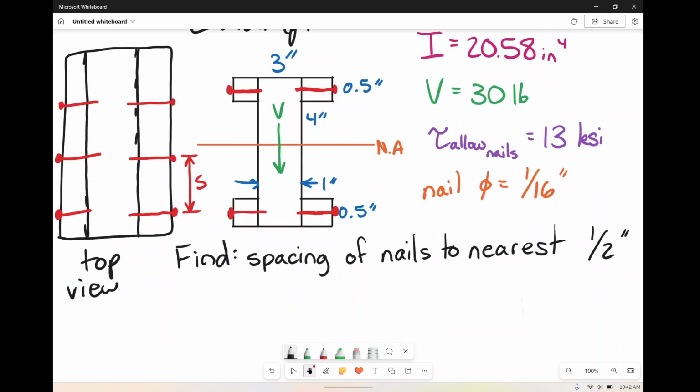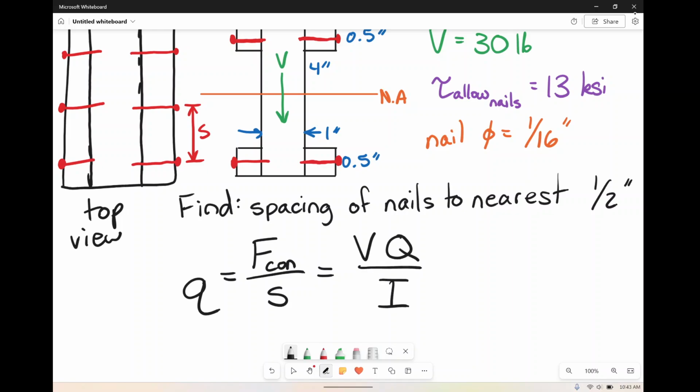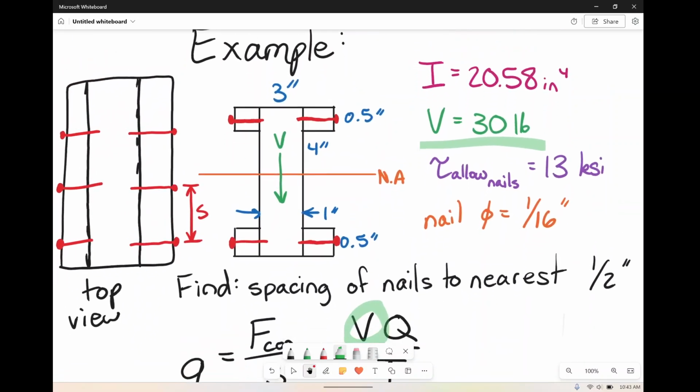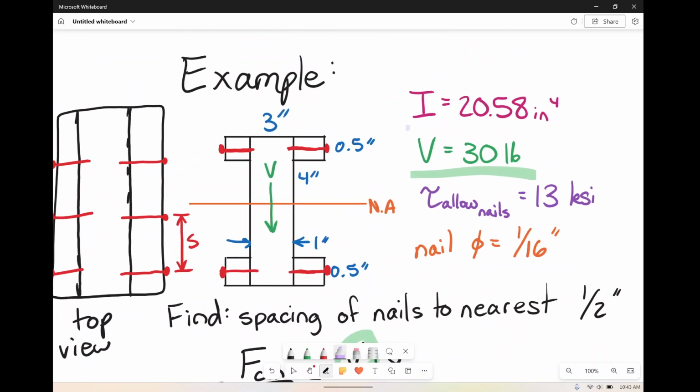So in order to find spacing, we're sitting here thinking, okay, well, spacing, we're going to use shear flow, because welcome to the shear flow video, right? And that's going to be the force of the connector divided by spacing, also VQ over I. So things we know: V is given right here, 30 pounds. We know I is that kind of purply color up there, so we'll just highlight it in purple here. So we have I.